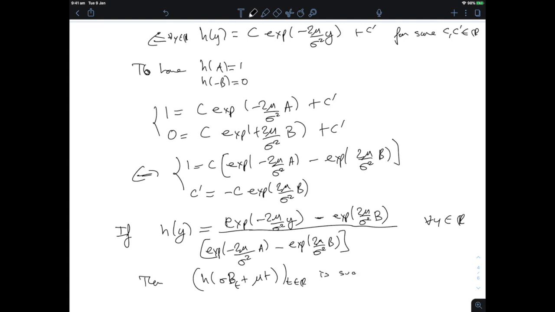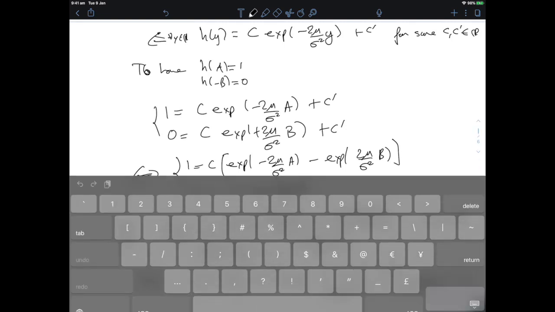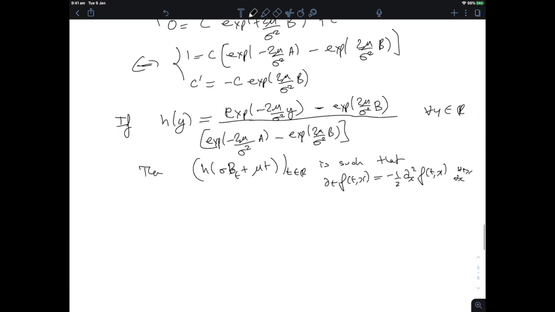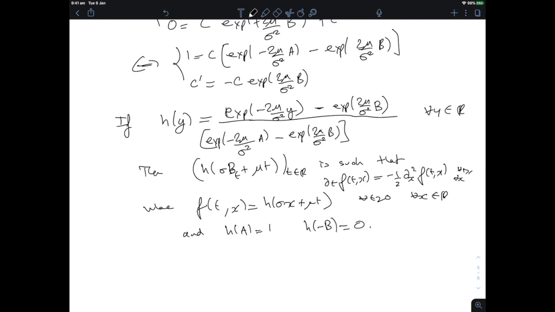is such that dt f t x is equal to minus 1/2 dx squared of f t x for all t and for all x, where f of t x is h of sigma x plus mu t for all t and for all x, and h of a is 1, h of minus b is 0.